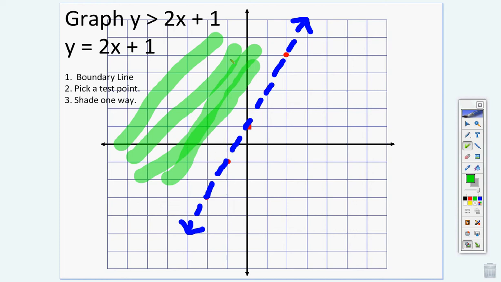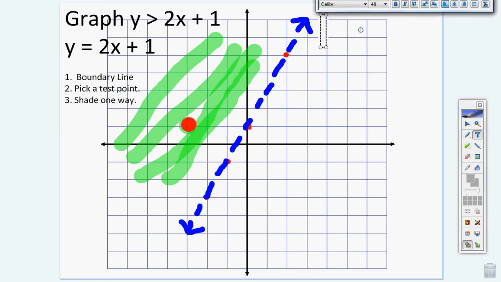What is an ordered pair in this area right here? Negative 1, negative 1. That is clearly right not there, okay? What is clearly in this area, not on the line? Negative 3, 1. Yep, right there. I could do a different color. Okay, so we're going to test out to see if that works.